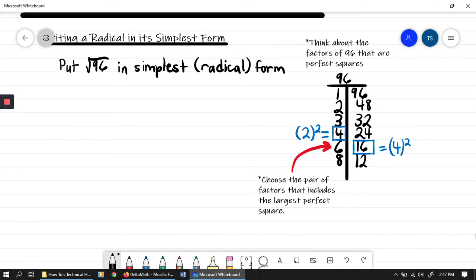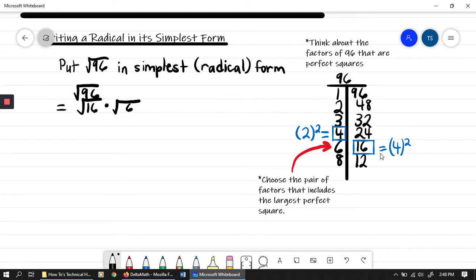So once we've got that pair that includes the largest perfect square, the pair of factors 6 and 16, we're going to rewrite this whole radical. The square root of 96, we're going to split it up into 2 radicals using those 2 factors. So the square root of 96 can be rewritten as the square root of 16 times the square root of 6.